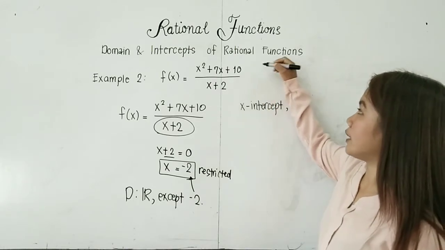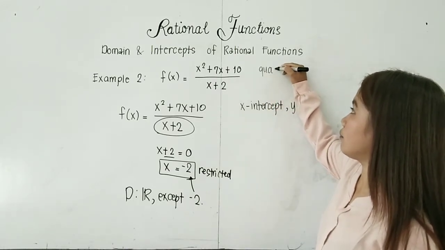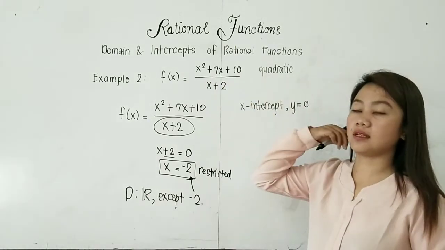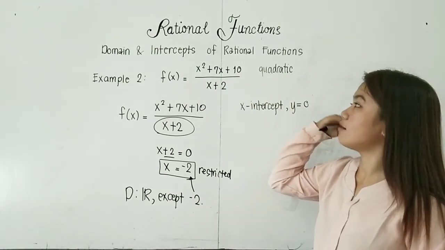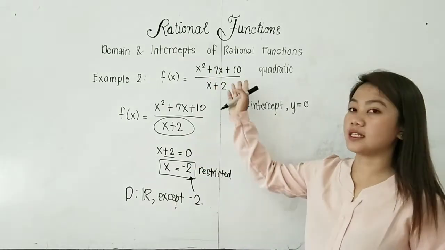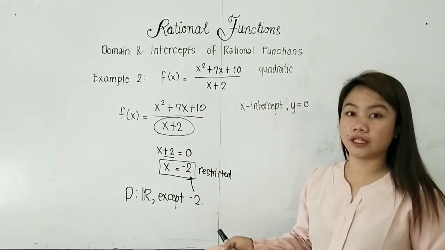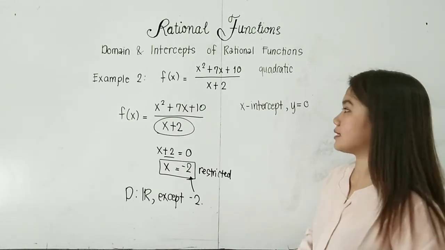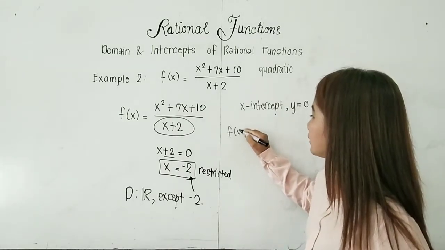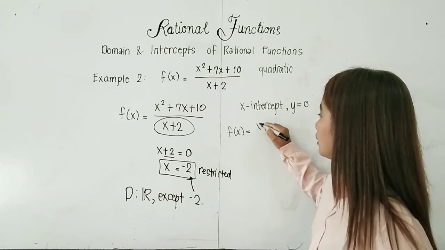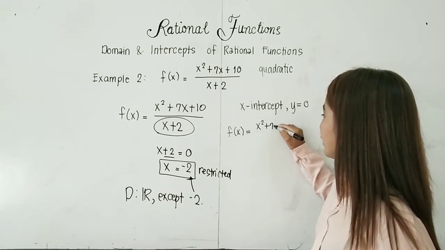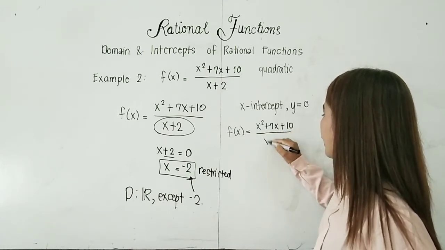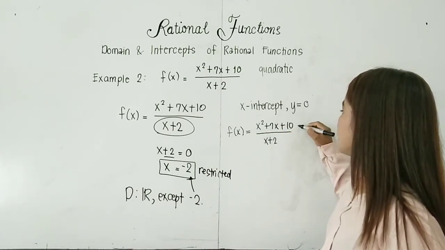Since our numerator is a quadratic function, because the highest exponent is 2, that is in x squared plus 7x plus 10, therefore, we will factor it out first to see if there are cancelable terms. So f of x is equal to x squared plus 7x plus 10 over x plus 2. So we will factor it out.